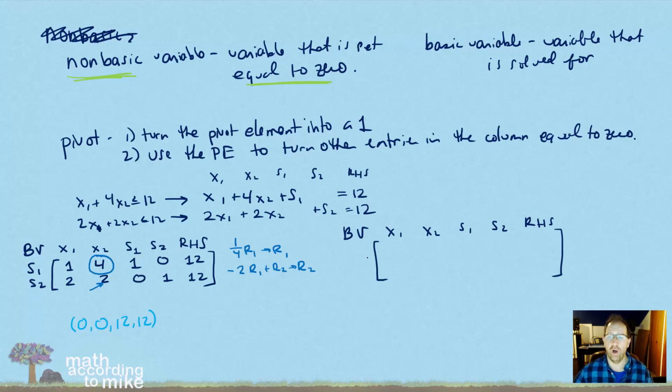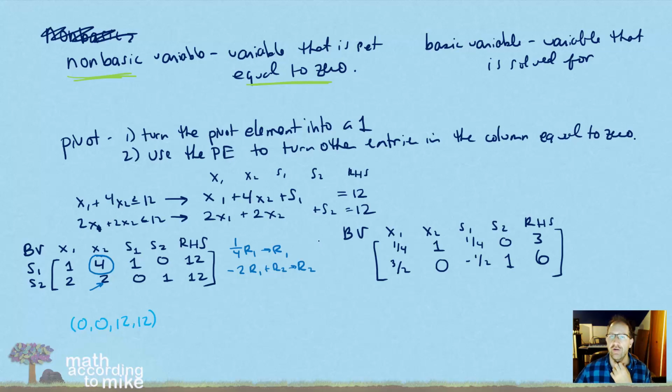Okay, so 1/4 times the first row would be 1/4, 1, 1/4, 0, 3. -2 times the first row, adding it to the second row, well, -2 times 1/4 is -1/2, plus 2 is 3/2. This will give us 0. This will give us -1/2. This will give us 1 still, and this will give us 6.